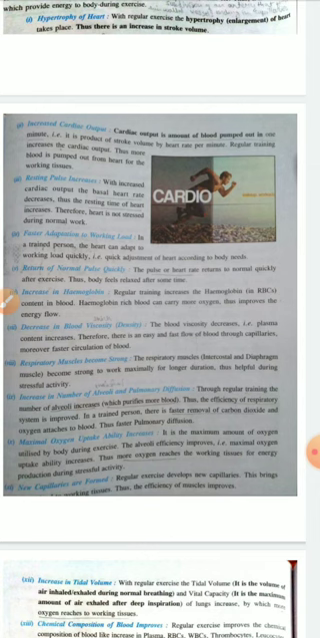Increase in hemoglobin. Regular training increases the hemoglobin. Means hemoglobin, which one? Red blood cells. It increases the red blood cells contained in the blood. So, hemoglobin-rich blood carries more oxygen. Thus, it improves the energy flow. If our red blood cells increase, then it will carry more oxygen to the working muscles and there will be more energy production.